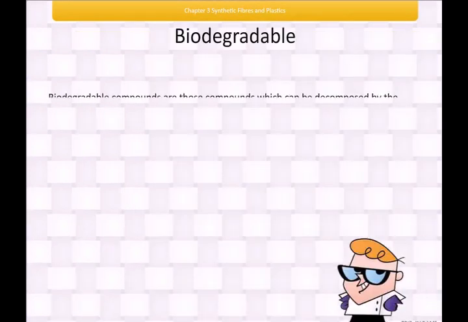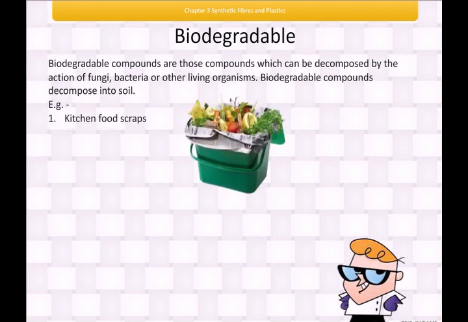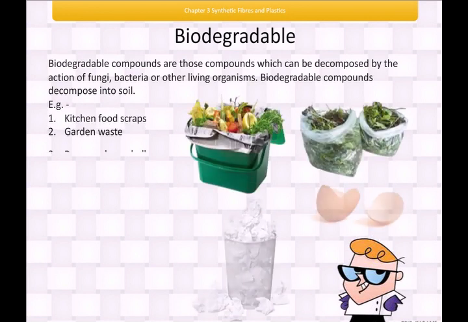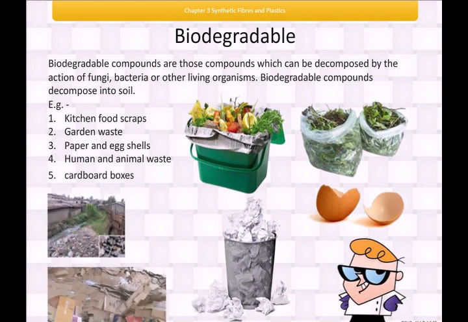Biodegradable. Biodegradable compounds are those compounds which can be decomposed by the action of fungi, bacteria, or other living organisms. Biodegradable compounds decompose into soil. Example, kitchen food scraps, garden waste, paper and egg shells, human and animal waste, and cardboard boxes.